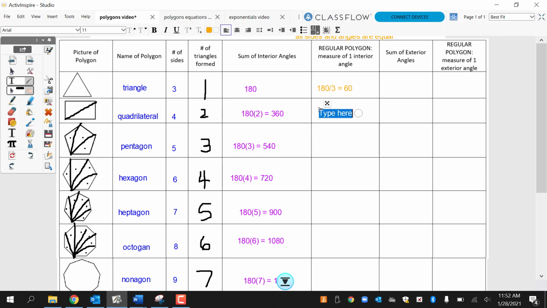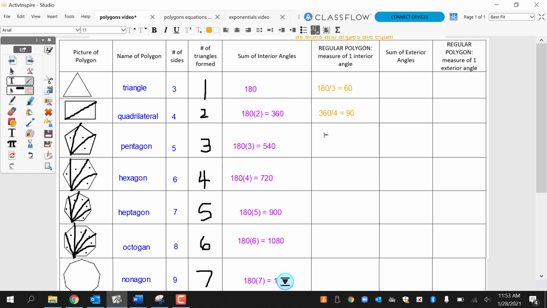In a quadrilateral, my angles add up to 360. If they are all the same, I'm dividing by how many angles? 1, 2, 3, 4. And that's going to divide to 90. I know that one off the top of my head.